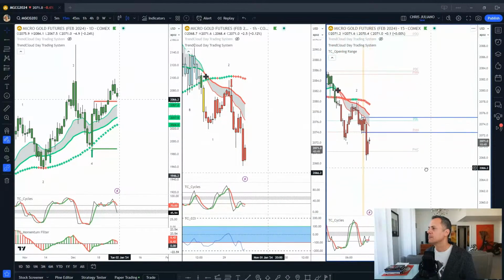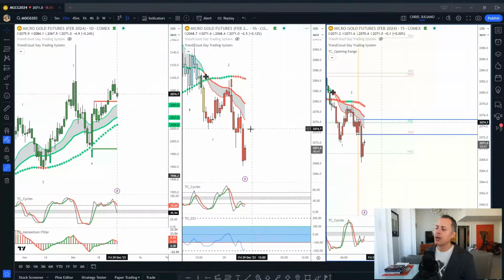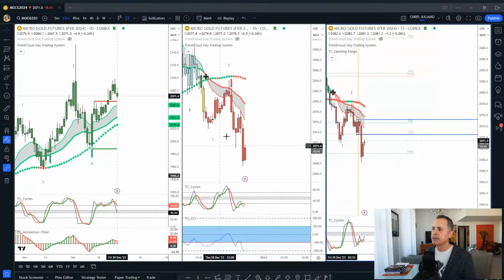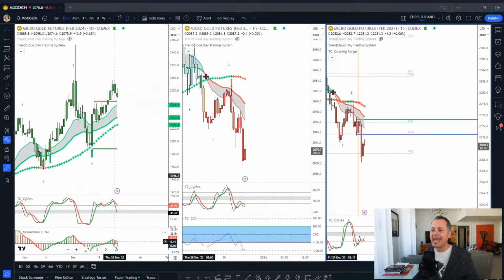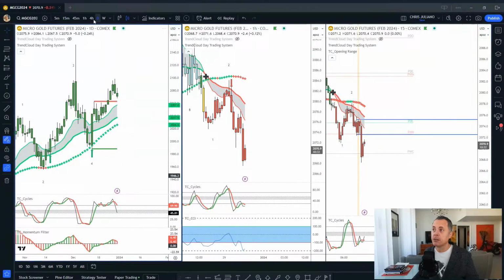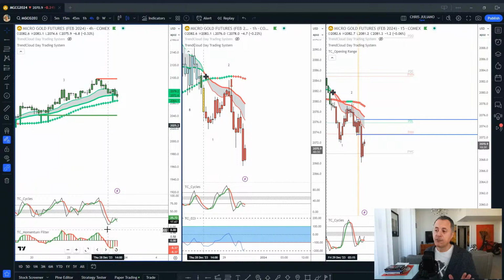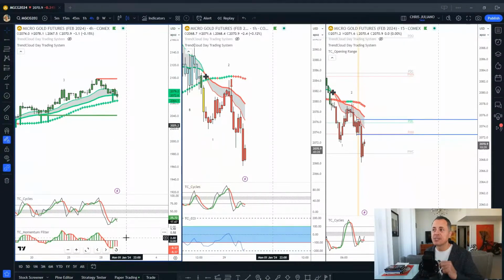Okay. Right here, we've got the trend is down on the 1 hour, and we've got momentum on our side on both the 1 hour and the daily chart here. Okay. Go over to the 4-hour chart. 4-hour chart and daily chart, momentum is down.